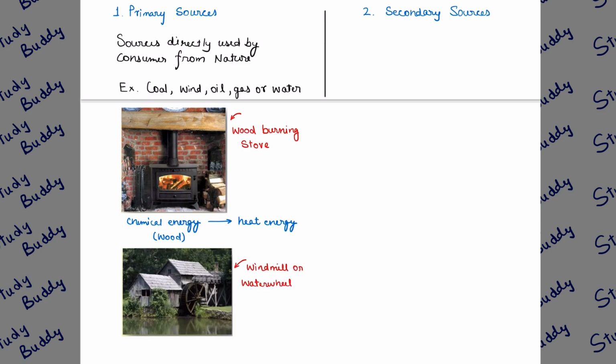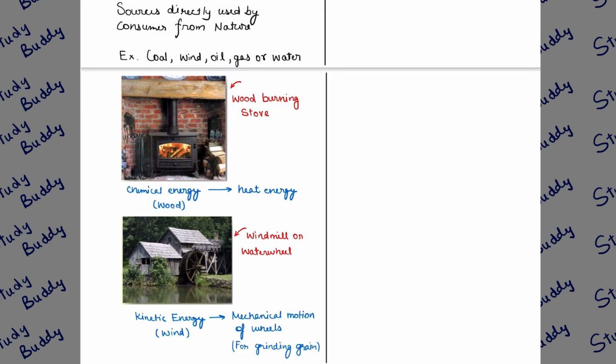If you look at this windmill, the kinetic energy of the wind is getting converted into the mechanical motion of the wheels, where we are using it in order to grind grains. So wind energy, that is also a primary source.